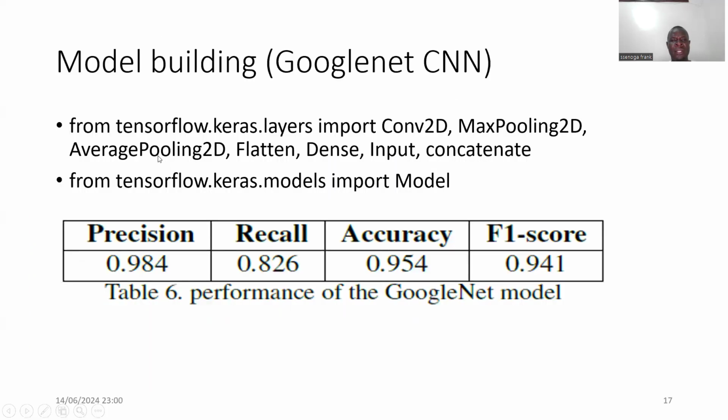GoogleNet was brought by Google. The researchers within Google are the ones who developed this convolutional neural network. This is the performance of GoogleNet across 5 epochs.